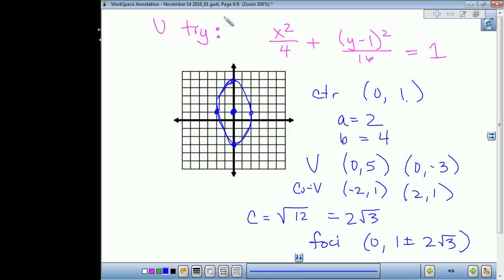Okay, I'm confused. Wouldn't the co-vertices be over 4 for each? Okay, so it's 2a, right? This length is 2a. No, the length of the whole minor axis is 2a.